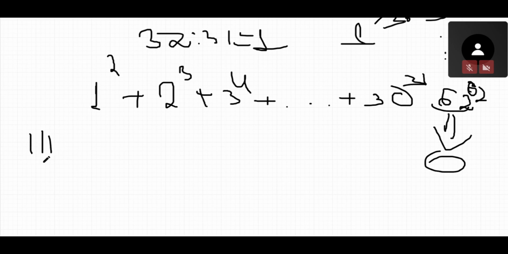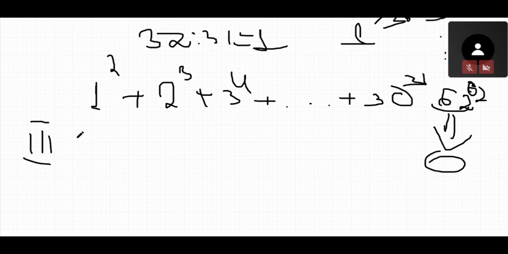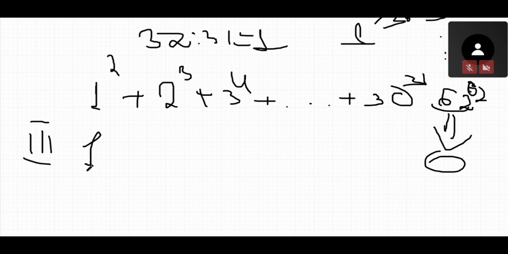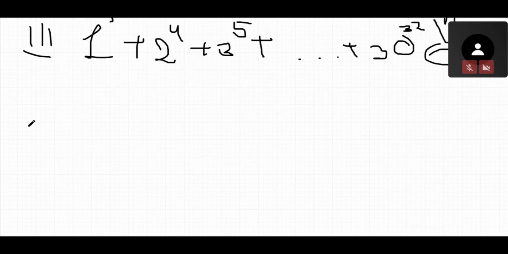Our third group, since they're symmetric and cyclic, we can use a pattern. I won't write it all out again. It will be symmetric: 1 cube plus 2 power of 4 plus 3 power of 5 plus and so on, plus 30 power of 32. Our first group will be like this, and everything will be like that for the other groups.